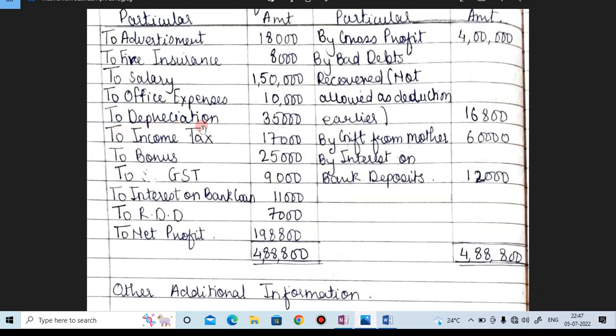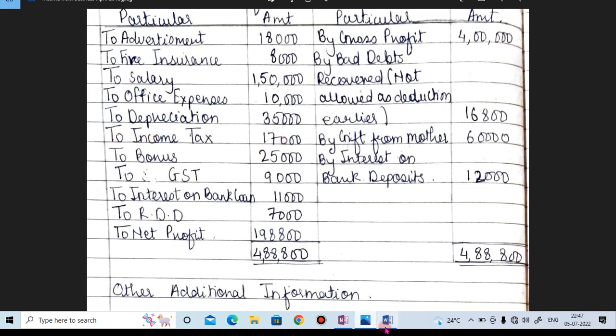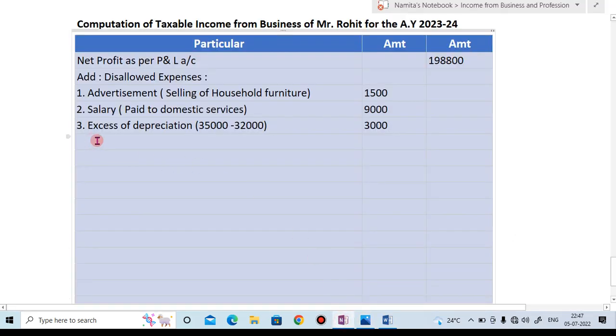After depreciation, next is income tax. Income tax 17,000. So even income tax is disallowed expenses. Income tax, wealth tax, gift tax, advance income tax paid, these are all disallowed expenses. So income tax 17,000, we are treating it as disallowed expenses.